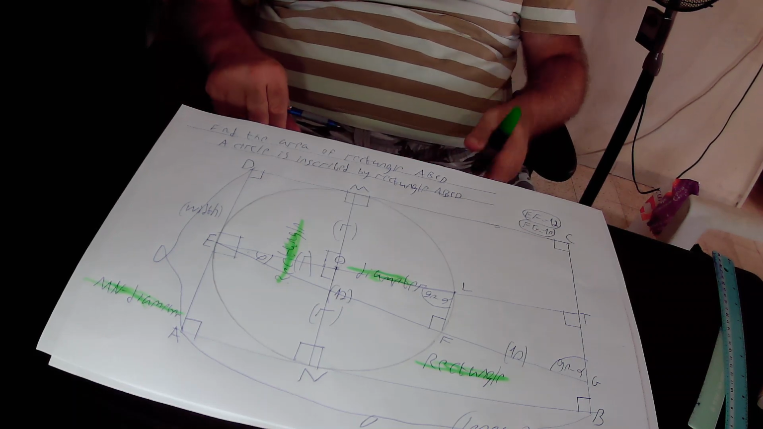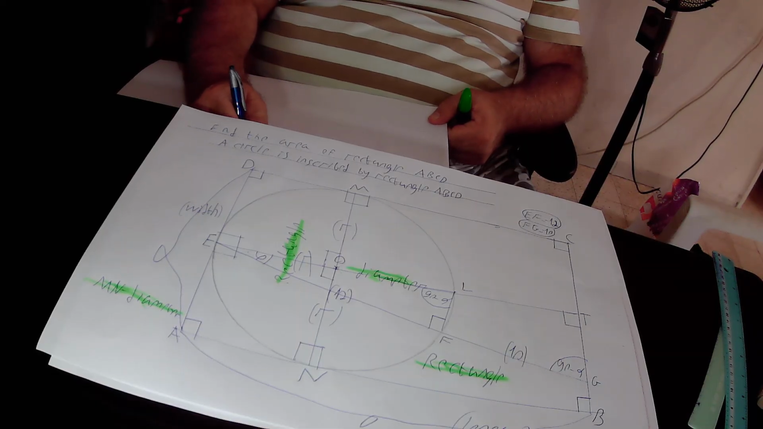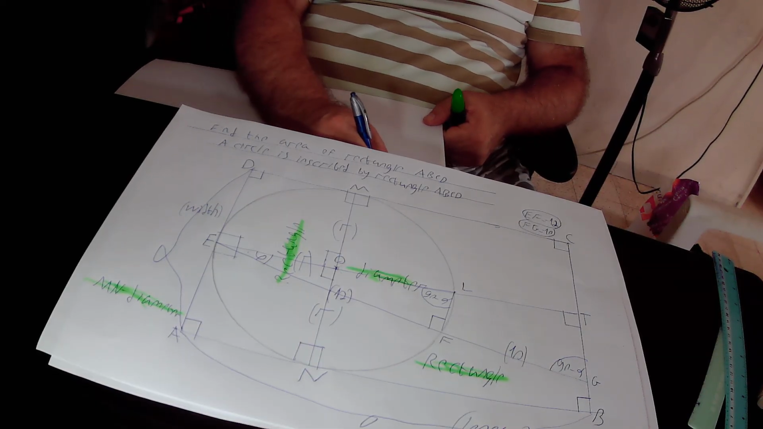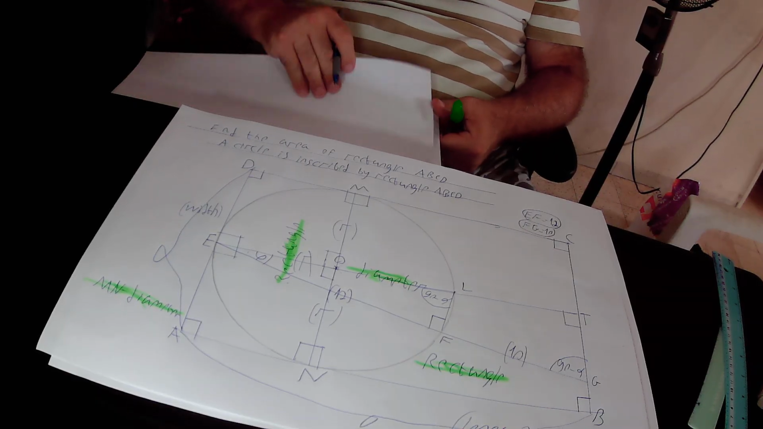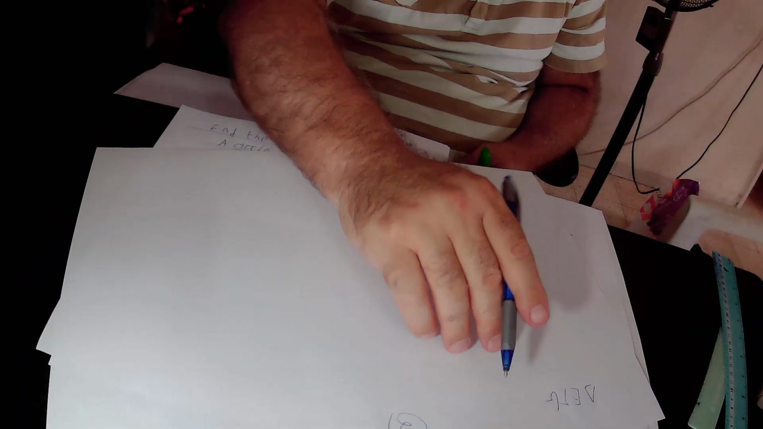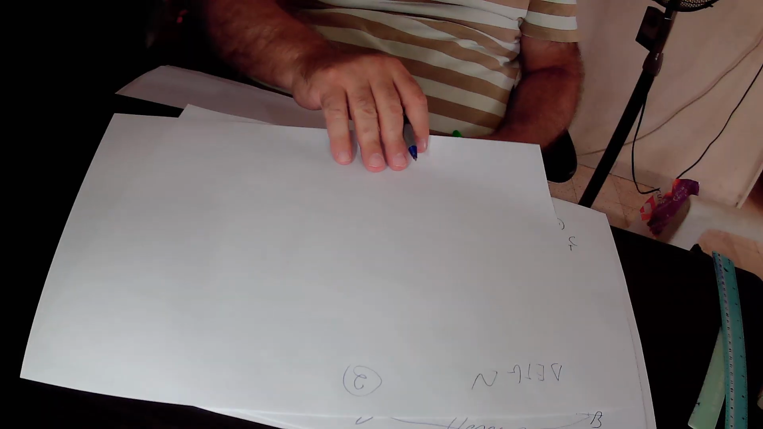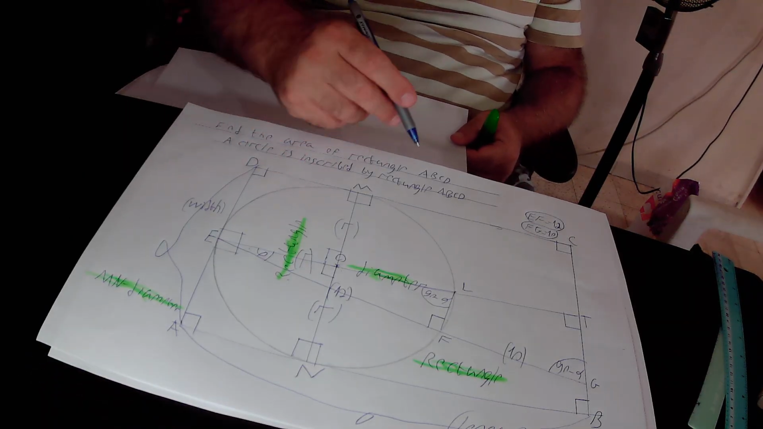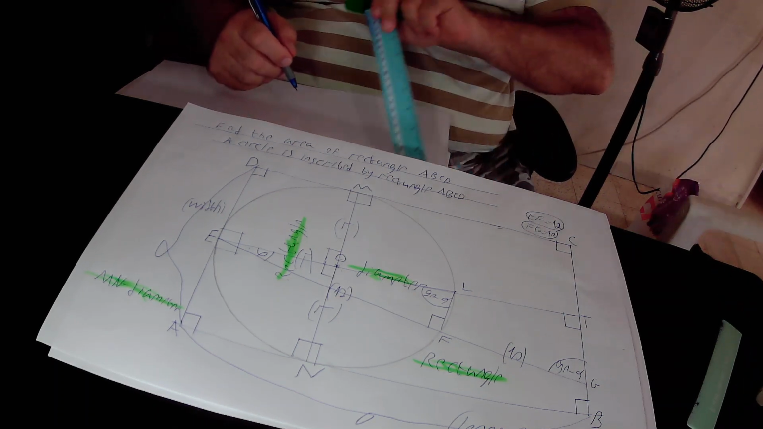So I write it down. I should find out that the big right triangle ETG is similar, this is the sign of similar, to the small right triangle ELF, according to the angle similarity rule.